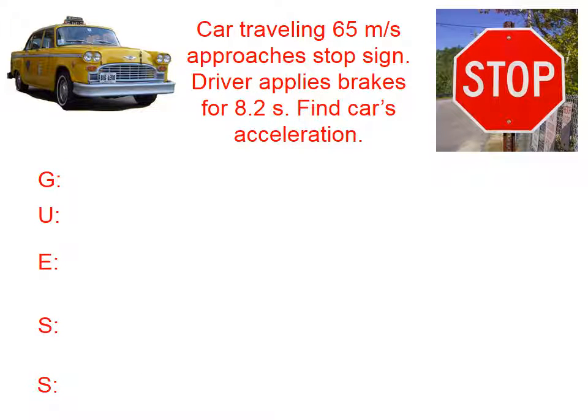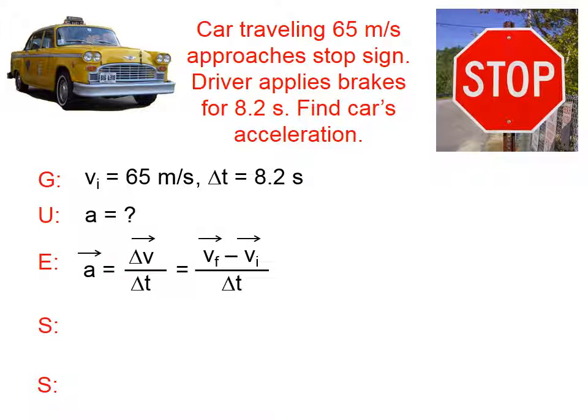Let's try another one. A car is traveling 65 meters per second and approaches a stop sign. So that means that the initial speed of the car is 65 meters per second. It says that the driver applies the brakes for 8.2 seconds. Well, 8.2 seconds is clearly a time, and we want to find the car's acceleration. So the unknown is the acceleration. We're going to use the same equation as before to relate these quantities.